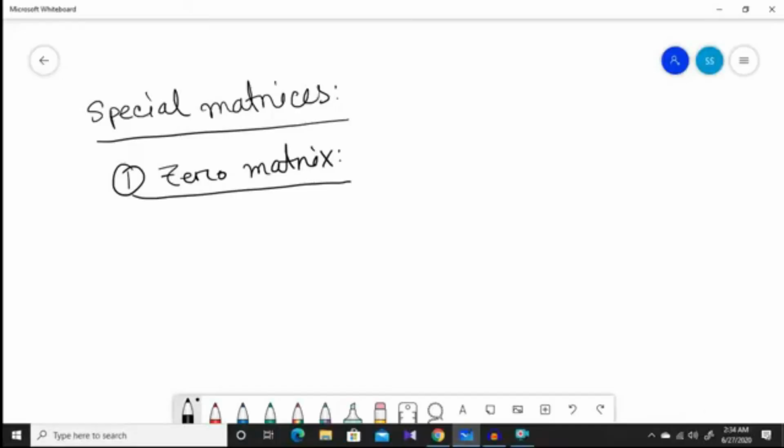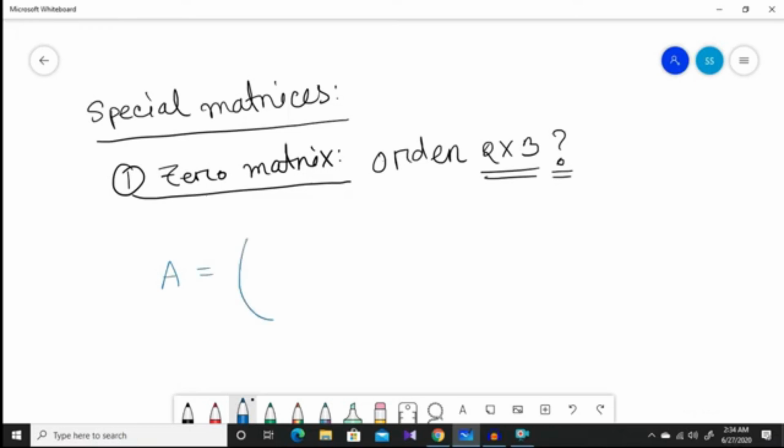So what is a zero matrix? A zero matrix is a matrix where all the elements inside that matrix are zero. Let me write that up for you. Let's say you want to have a zero matrix of order, and yes, it is important to specify the order, let's say order of 2 cross 3. This is the thing we want to see, and let's say we call it A. You have 2 rows and 3 columns. So this is our zero matrix.